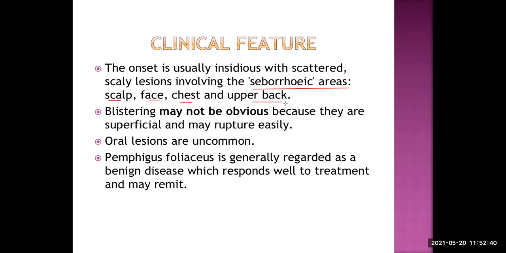Now, when this seborrhea falls, it falls mainly on these areas which are highlighted here, and the same areas are affected by Pemphigus foliaceus as well. Though the pathogenesis of seborrheic dermatitis and Pemphigus foliaceus is very, very different. They're completely different situations. The only point which is common between them is the site of involvement. Blistering may not be obvious because they are superficial and may rupture easily. By the time this patient comes to us, we don't see any blister or bulla or vesicle because they are already ruptured. Why? Because they are very superficial.